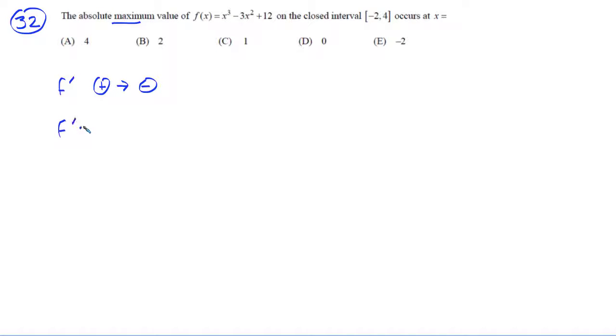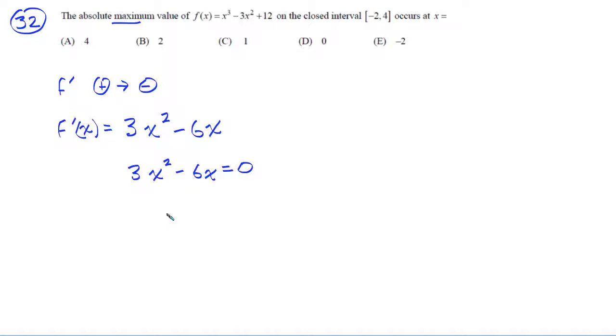F prime of x is going to be equal to 3x squared minus 6x, and then the constant is 0. Perfect, so we have the derivative, and now we need to solve for where the critical values are. So let's set that equal to 0. So 3x squared minus 6x is being set equal to 0.